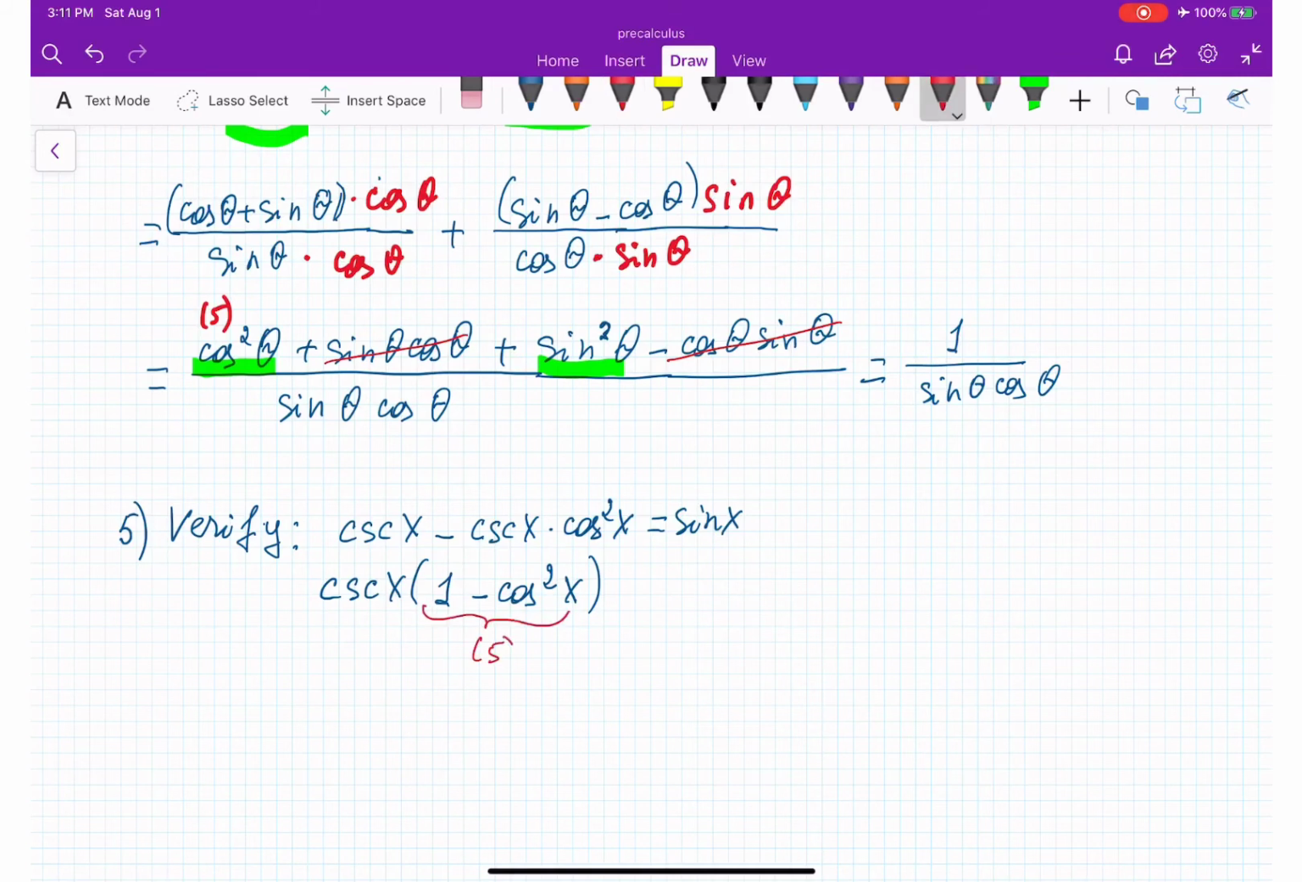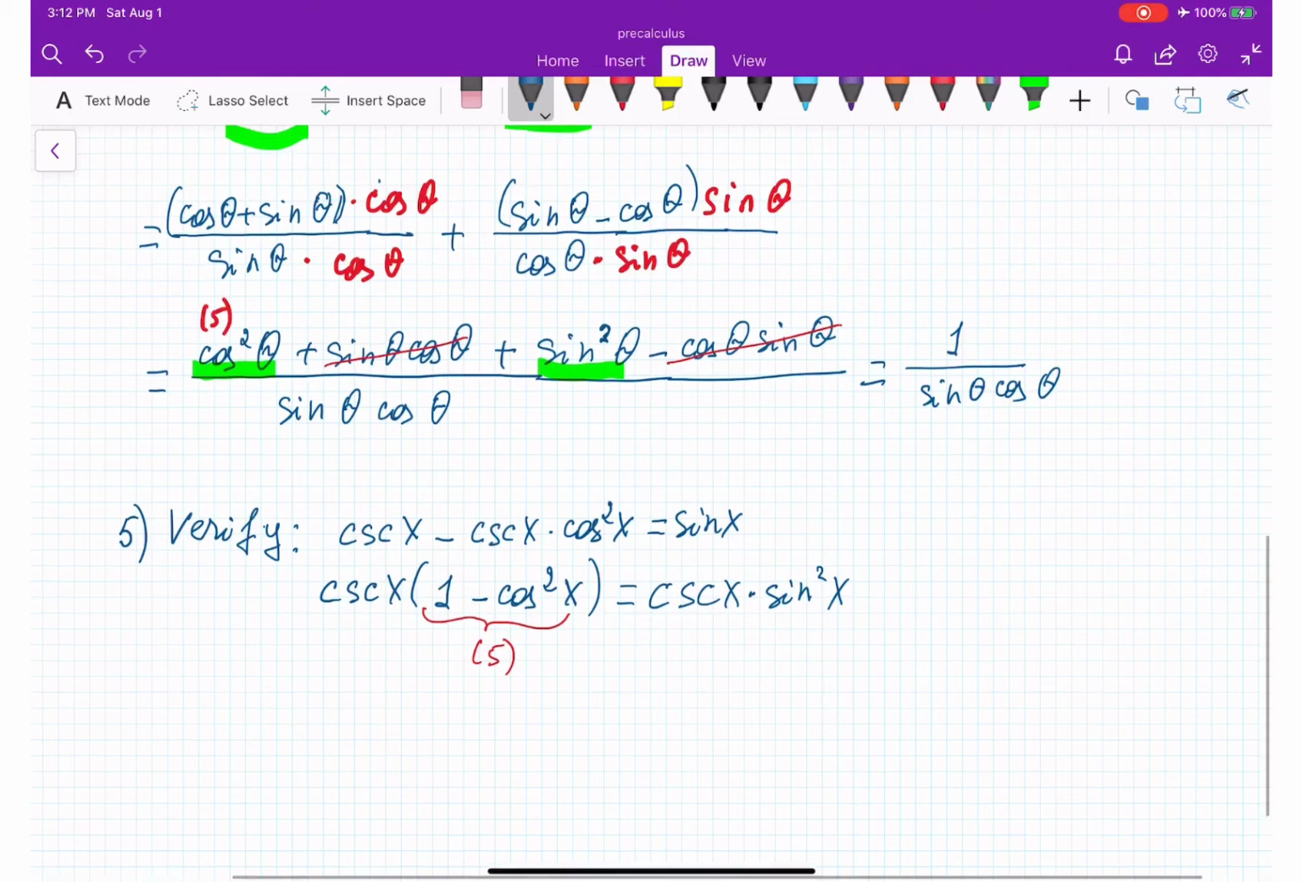This is formula 5. And we're going to have cosecant x times sine square x, because 1 minus cosine square x, we are going to get sine square x. Yes? Alright. Now, what's the formula for cosecant, identity of cosecant?